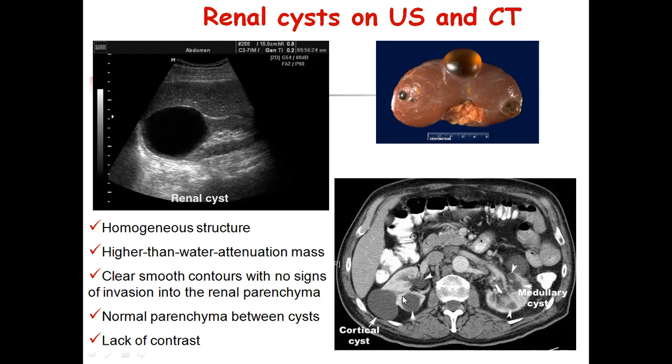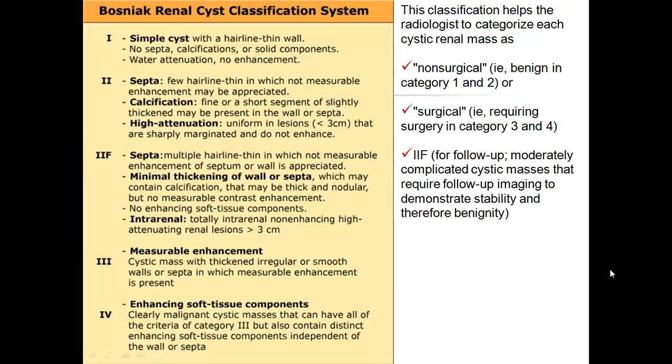And renal neoplasms, on the contrary, are very well contrasted after use of iodinated contrast media. Classification of renal cysts was proposed by Bosniak in 1986 and is in use up to nowadays.